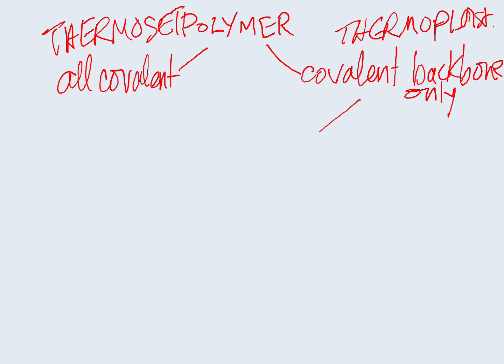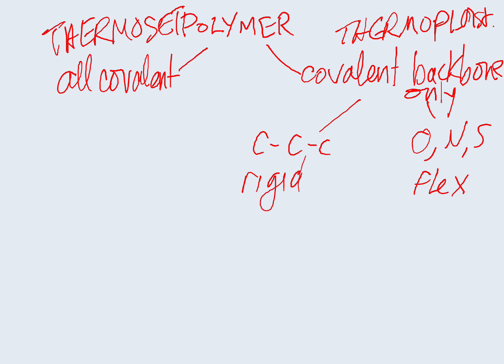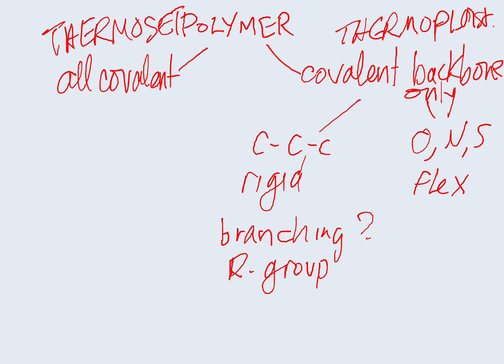Okay, and then I have, is it all carbon-carbon along the backbone, or do I have oxygen or nitrogen or sulfur in the backbone? These are flexible. These are rigid in space. Then I have branching, and I have R group order. And those have effects on properties.